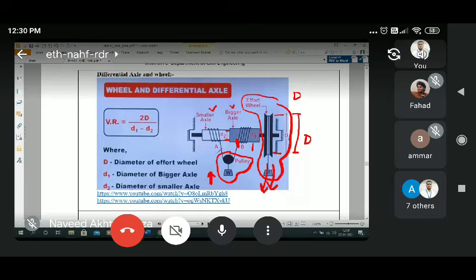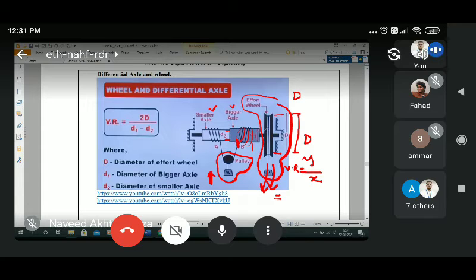Okay. When we find the velocity ratio, you know it is nothing but the distance traveled by the effort, y, to the distance traveled by the load, x. Now what happens here? When we apply the effort and rotate the effort wheel, the rope will be wound on the larger axle and released from the small axle.